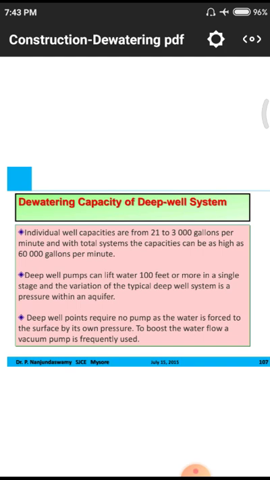In such conditions, we need to use these kinds of vacuum pumps and vacuum pressures. Those vacuum pumps directly create some quantity of pressure on the bottom surface of the pump, and due to those pressures, the water will automatically be lifted easily.